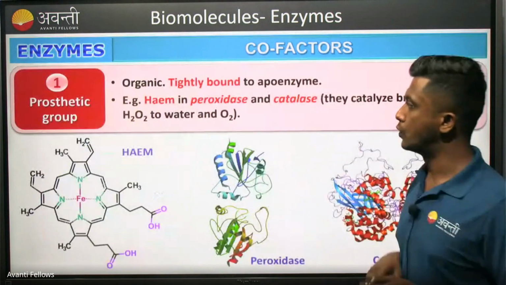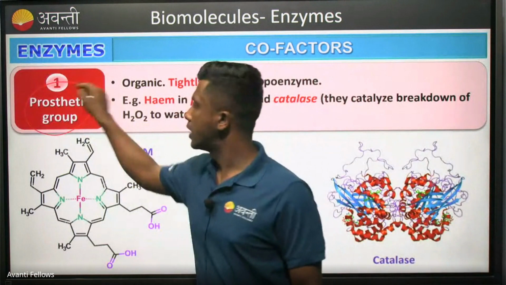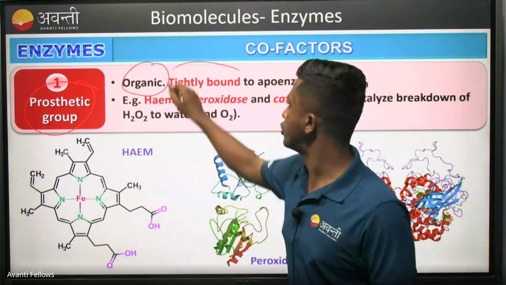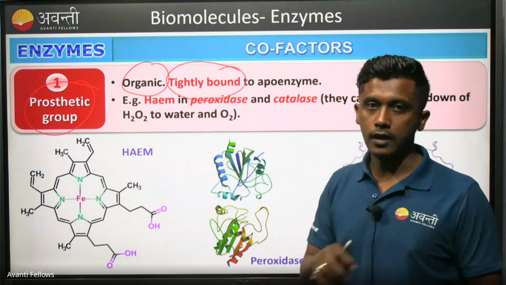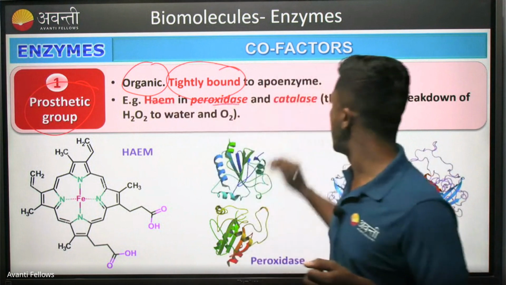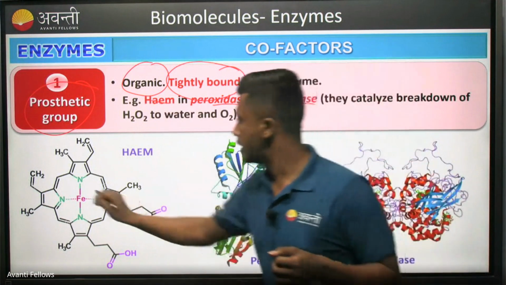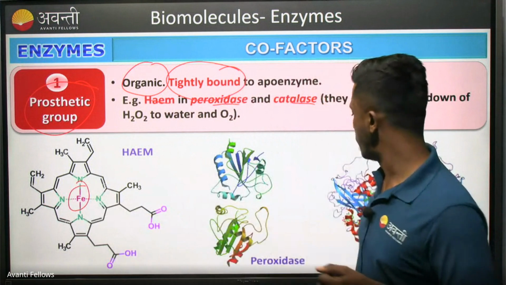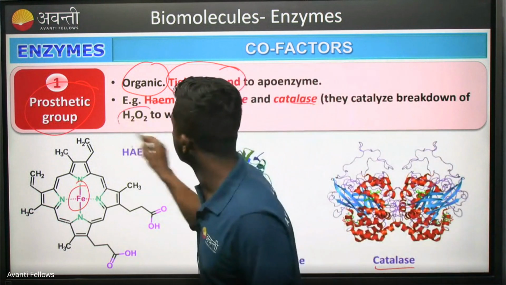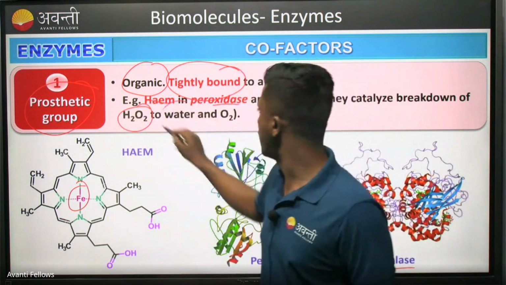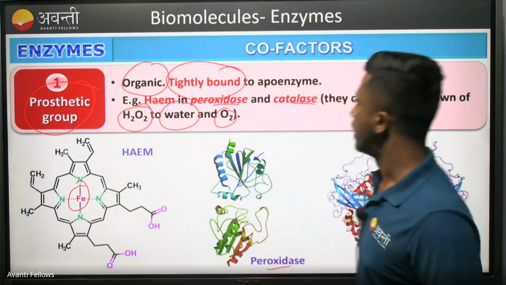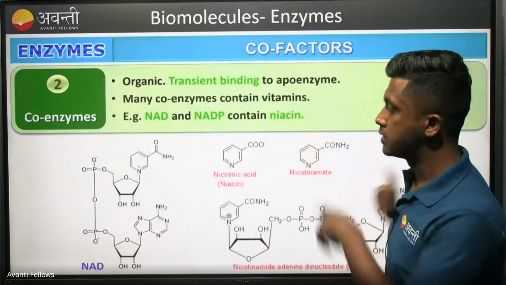So let's see what those are. First one is prosthetic group. What is a prosthetic group? They are organic and tightly bound to your proteins, that is, to your apoenzyme. For example, heme in peroxidase and catalase. This is a heme. This heme group in peroxidase and catalase helps break down hydrogen peroxide to water and oxygen. This is also called catalytic activity. So that is what a prosthetic group is.